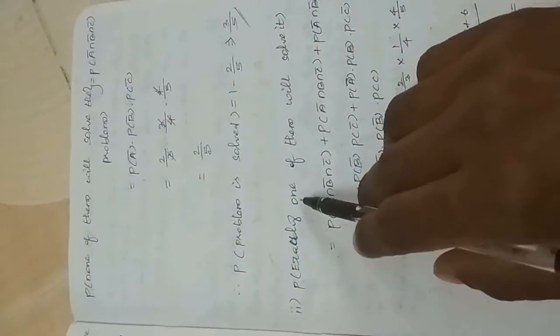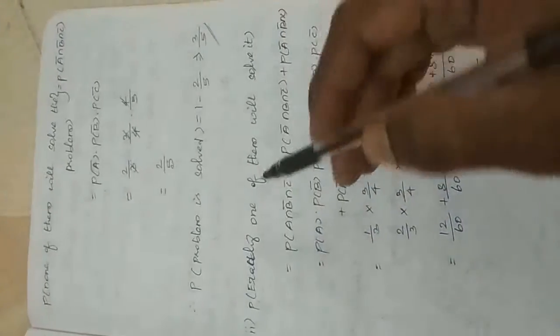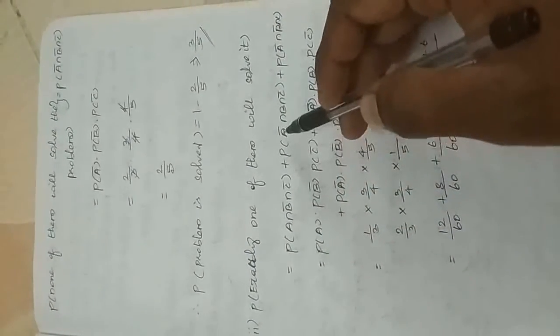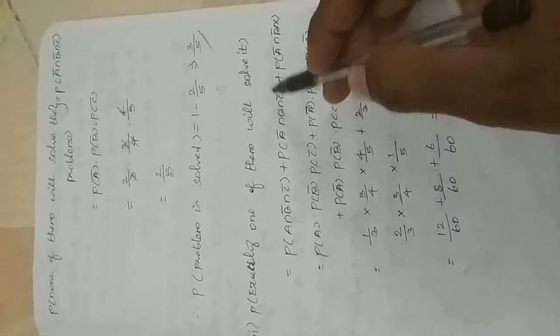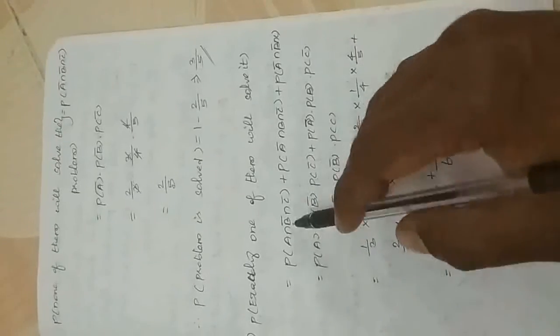Probability of exactly one of them will solve it. Okay. So probability exactly one of them will solve it means you take the formula P of A intersection B bar intersection C bar plus P of A bar intersection B intersection C bar plus P of A bar intersection B bar intersection C. Now how to write it?